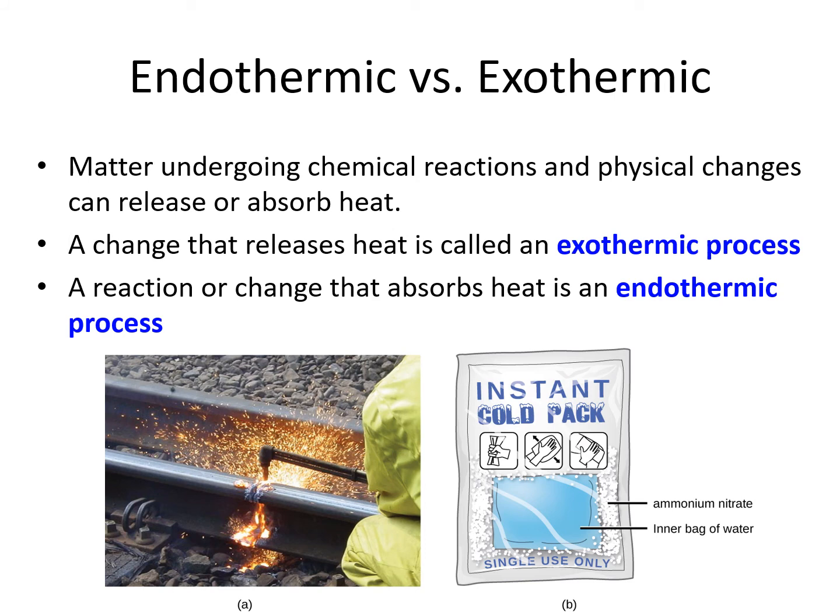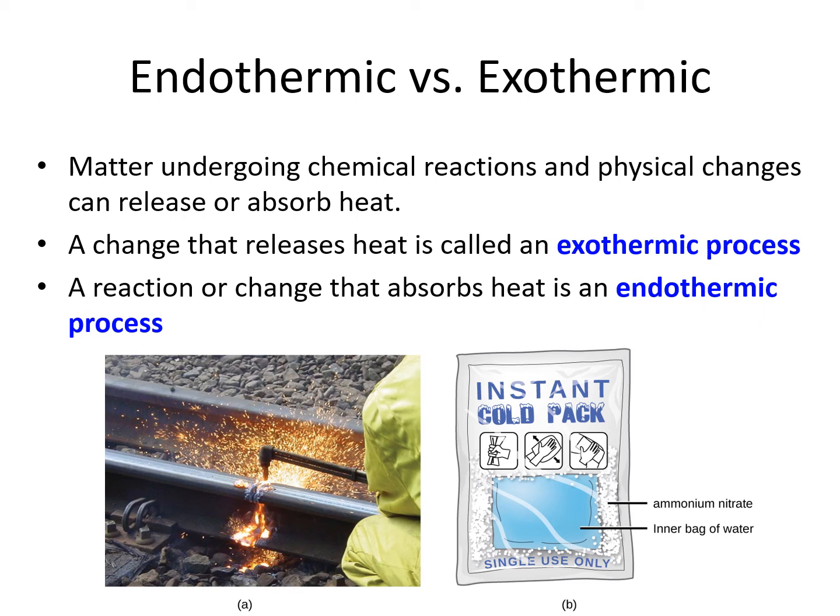Both physical and chemical processes can absorb or release heat. When a change releases heat, it's called an exothermic process. Exo means out, and therm refers to heat. So heat is going out in an exothermic process. A reaction or change that absorbs heat is an endothermic process. Endo means in, and therm, again, is heat. So endothermic means heat is going in.